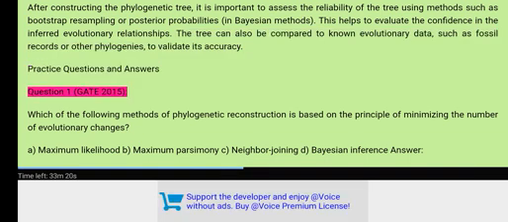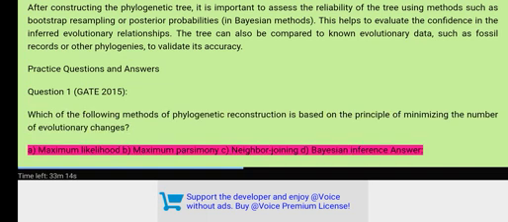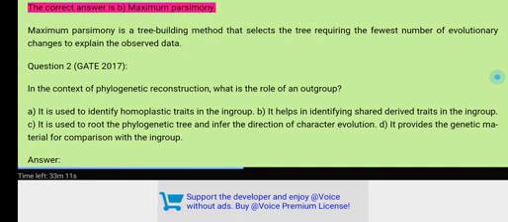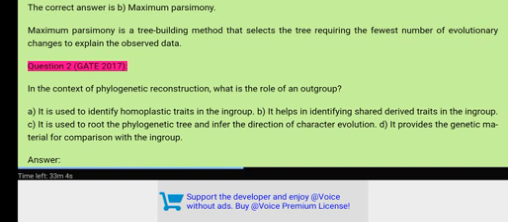Question 1, GATE 2015. Which of the following methods of phylogenetic reconstruction is based on the principle of minimizing the number of evolutionary changes? A. Maximum likelihood. B. Maximum parsimony. C. Neighbor joining. D. Bayesian inference. Answer. The correct answer is B. Maximum parsimony. Maximum parsimony is a tree-building method that selects the tree requiring the fewest number of evolutionary changes to explain the observed data. Question 2, GATE 2017.